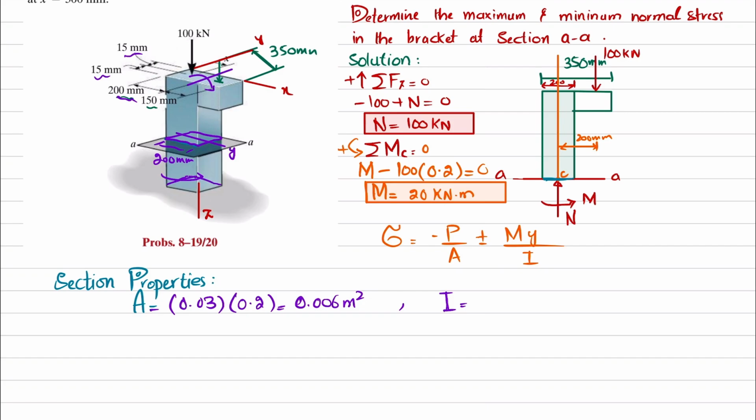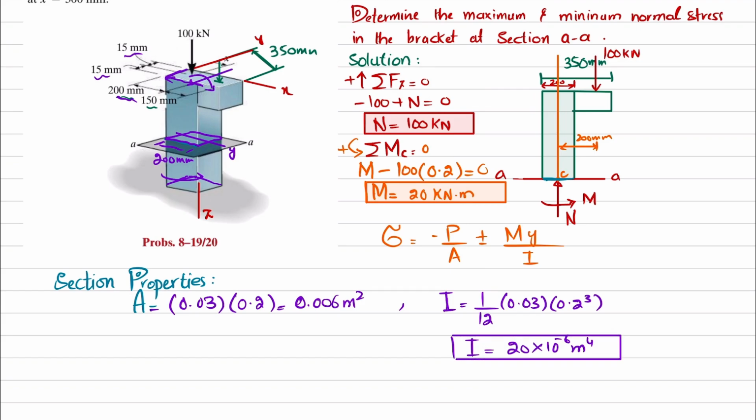So I will be equal to, this is your breadth, which is 30 millimeter, and this 200 millimeter will be the height. So I is equal to 1 over 12, B is 0.03, clear? 0.03, and height is 0.2 whole cube. So when you calculate it, you will get I equal to 20 into 10 raised to power minus 6 meter power 4.